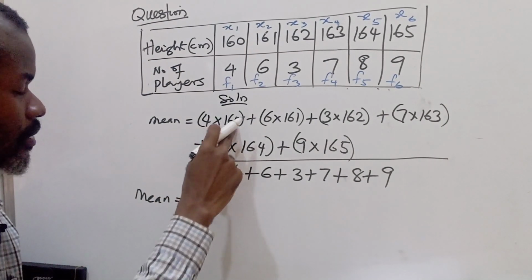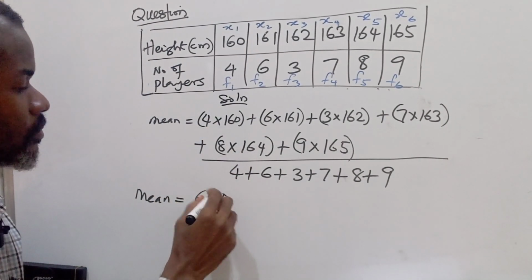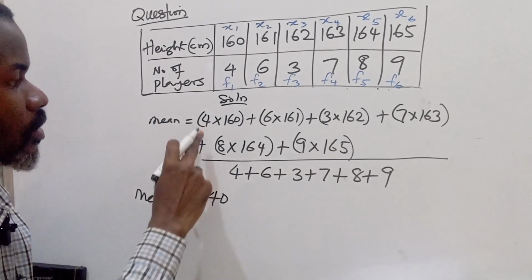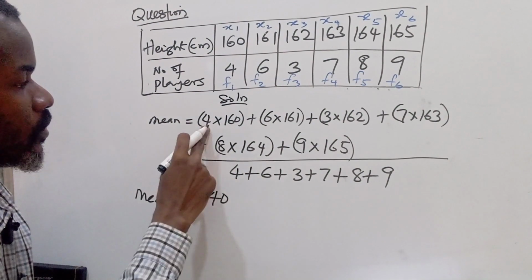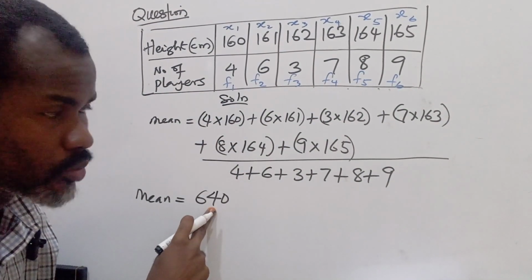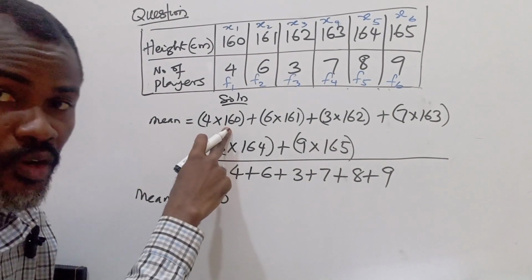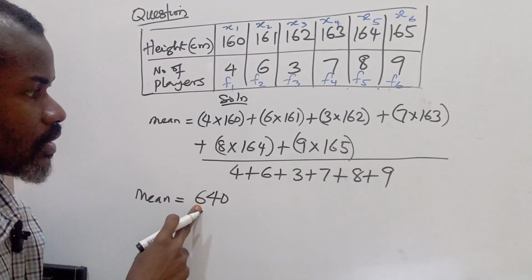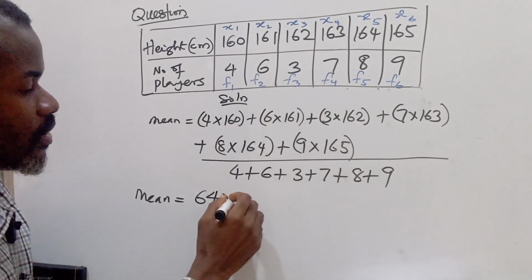4 times 160 is going to give us 640. You can check that with a calculator, because 4 times 0 is 0. 4 times 6 is 24, so put down 4, carry 2. 4 times 1 is 4, plus 2 is going to give us 6, so 640. Now let's quickly do the rest.